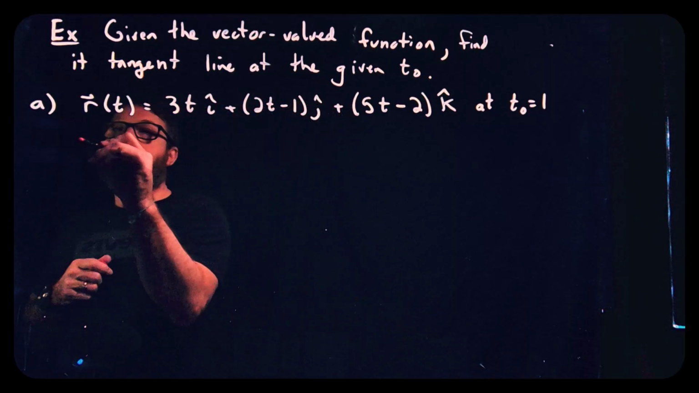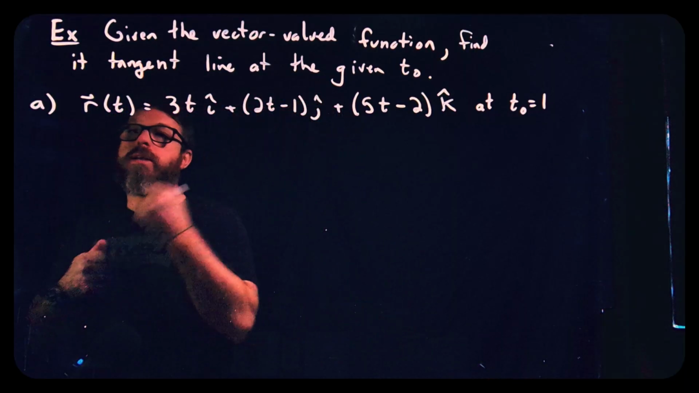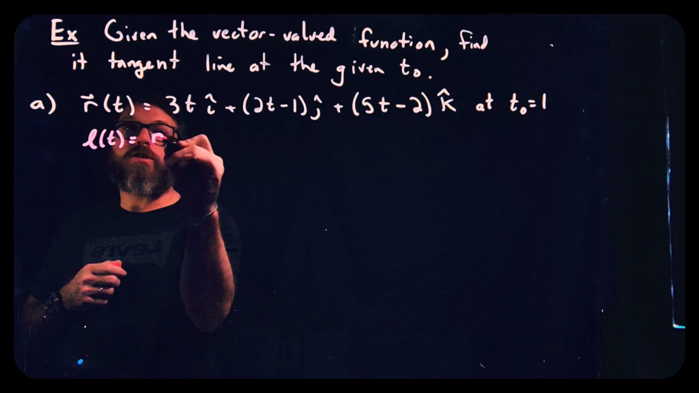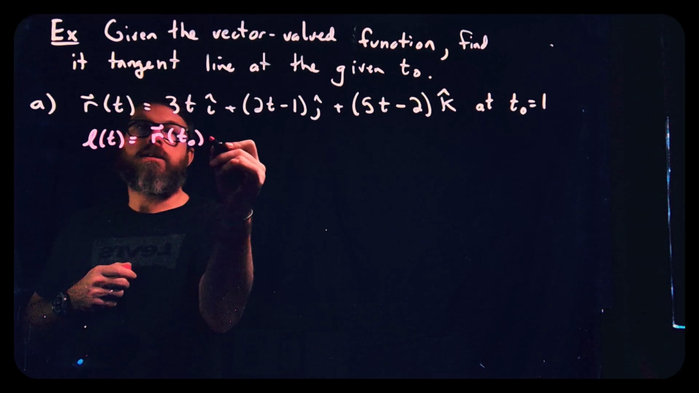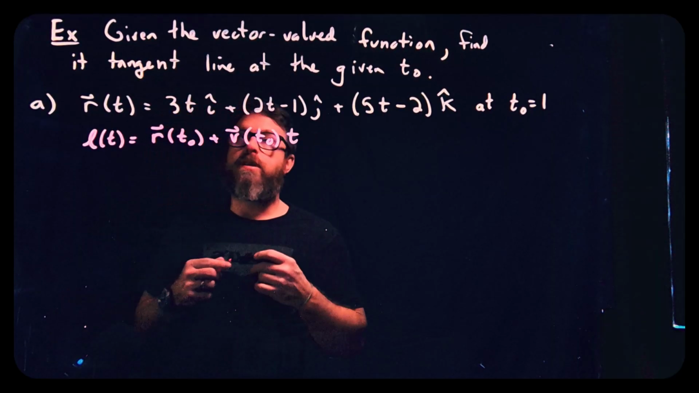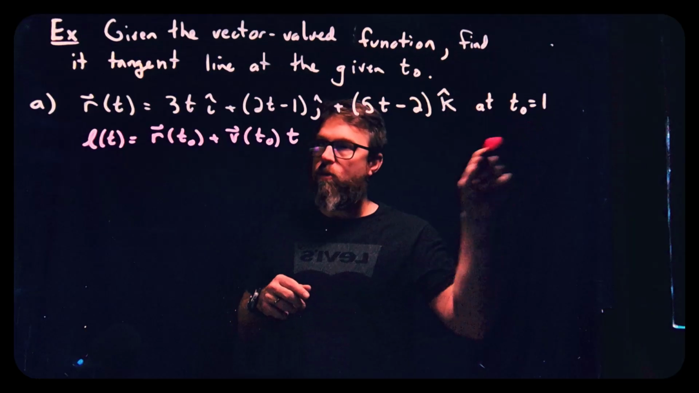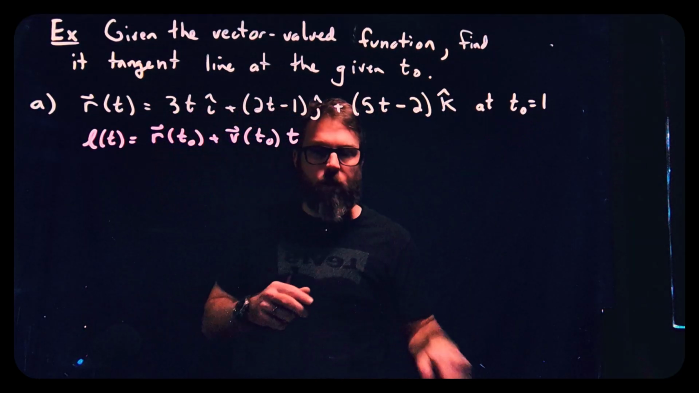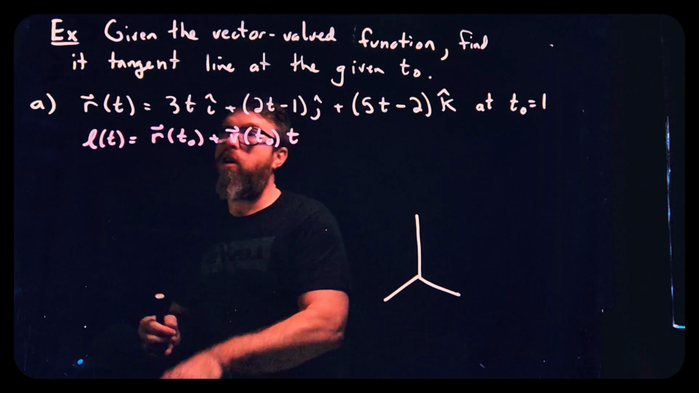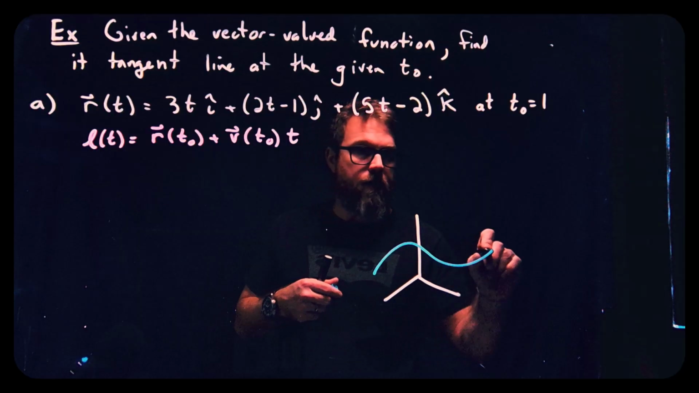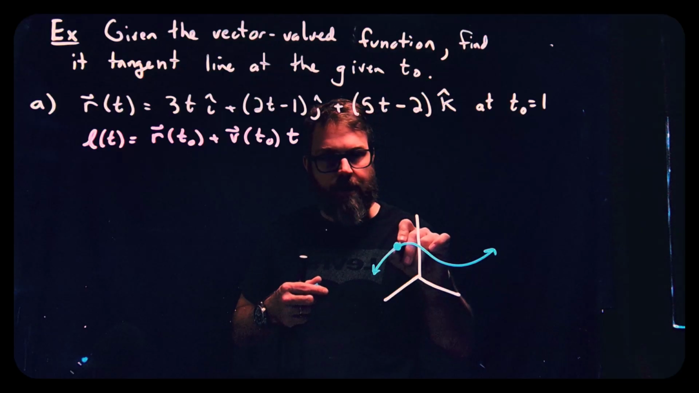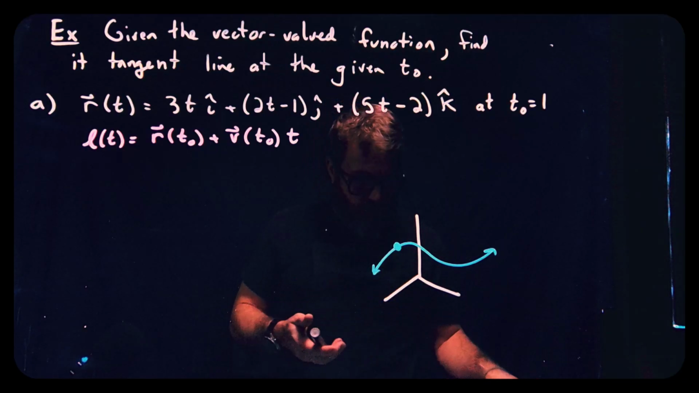So in order to find a tangent line, what we know is that our line, let's call it L of t for a tangent line, is going to be equal to r of t naught plus v of t naught times that parameter t, where t naught is going to be equal to 1. When we're looking at a line, our curve, let's call this curve r of t, is going to look something like this. And if I want to find its tangent line, let's say about here, that's our t naught value. That tangent line is going to look like this.